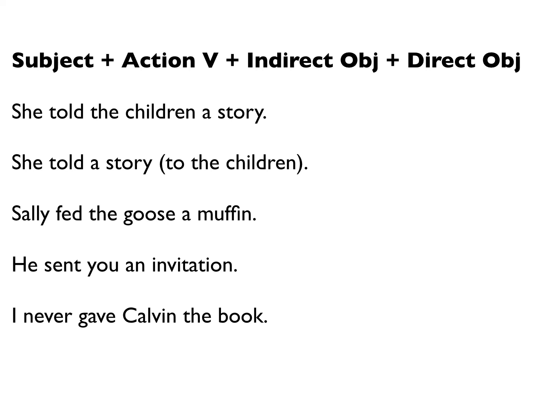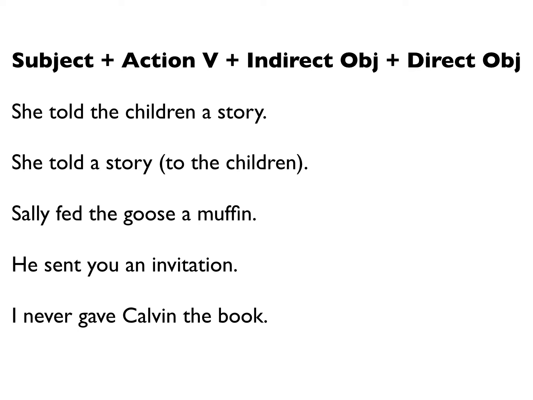Sally fed the goose a muffin. Sally fed what? Sally fed a muffin. Sally fed a muffin to whom? To the goose. So a muffin is the direct object, goose is the indirect object. And we can switch those around. We could say Sally fed a muffin to the goose. And that's a dead giveaway that goose is the indirect object. I'll show you a couple more examples.